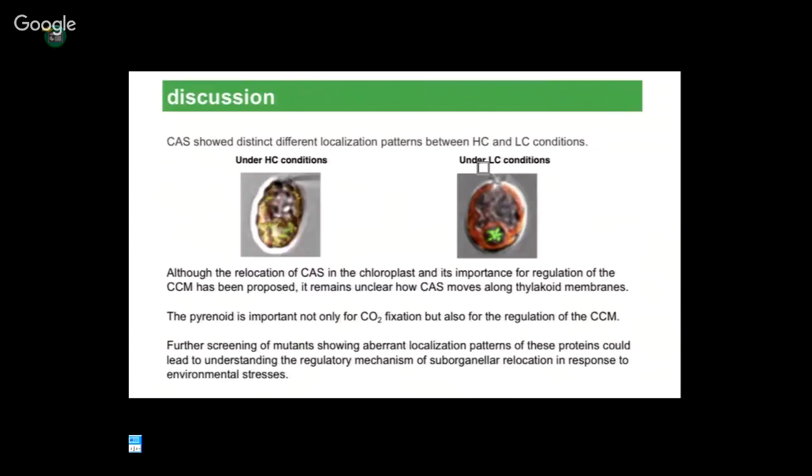So I can understand the question. Maybe you can try to guess. I don't think you've done the experiment, but maybe you can guess. What would happen if you made a mutation in CAS that affected calcium binding? Would that affect localization?